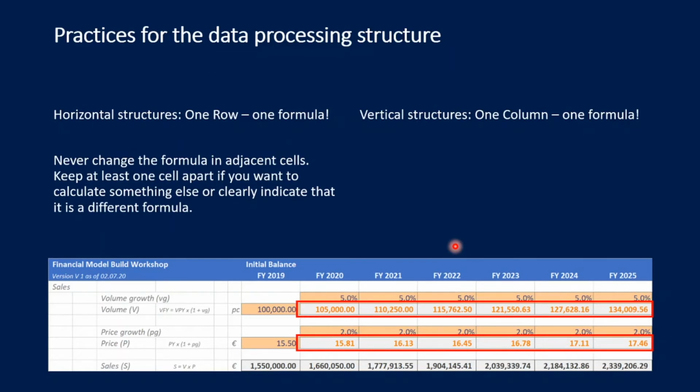Keep at least one cell apart if you want to calculate something else, or clearly indicate that it is a different formula. So, for example, if you have good reasons to have a different formula in this cell than in this cell, make a vertical line here, so that it is more than obvious that this is something different, or leave a free cell in between.